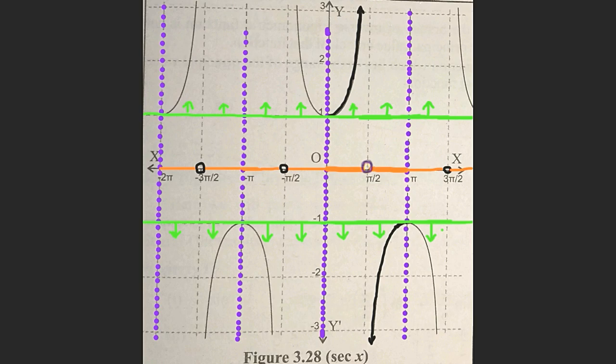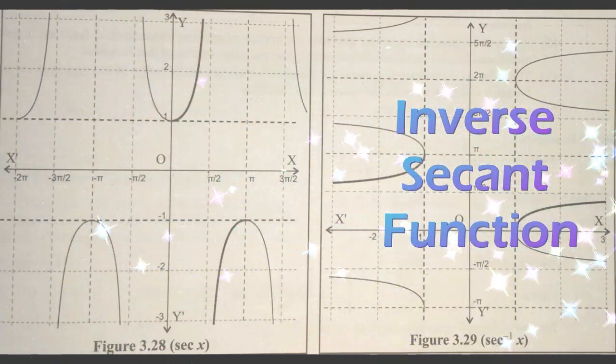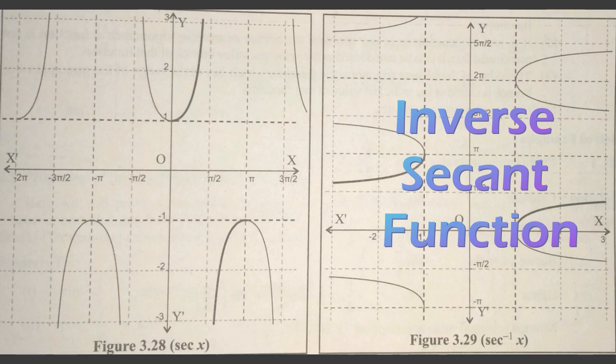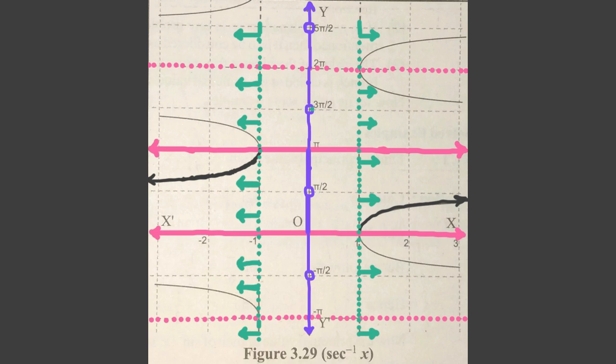Now see the difference between the graphs of y equal to sec x and y equal to sec inverse of x. The graph of sec x is above the line y equal to 1 and below the line y equal to minus 1, while the graph of y equal to sec inverse x is to the right of line x equal to 1 and to the left of line x equal to minus 1. Here, the domain of the sec inverse x is the codomain of function sec x, and it is nothing but the set of all real values R minus open interval minus 1 to 1.